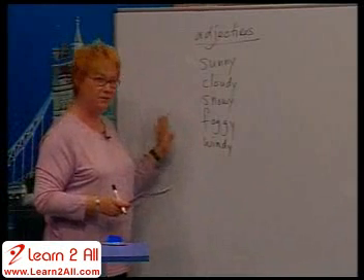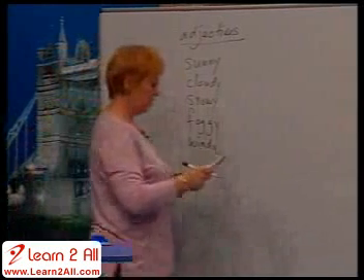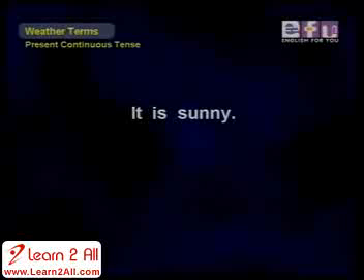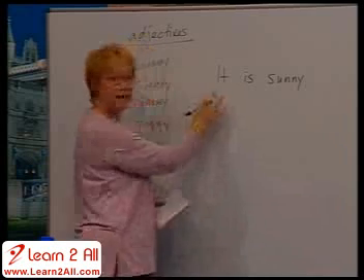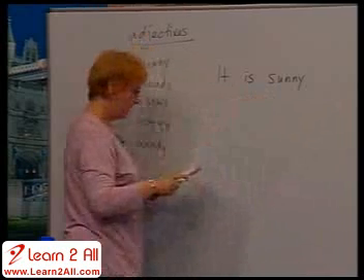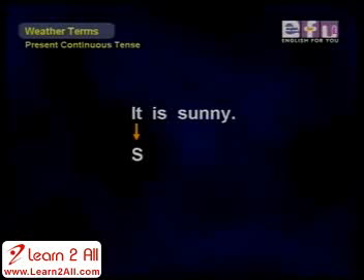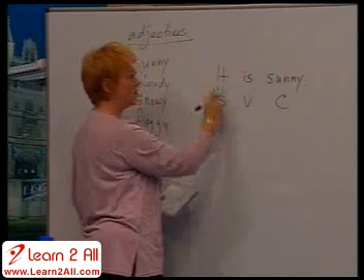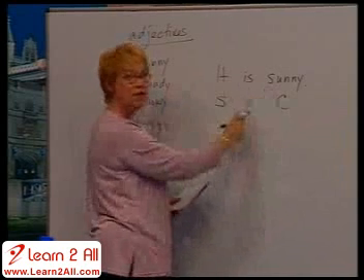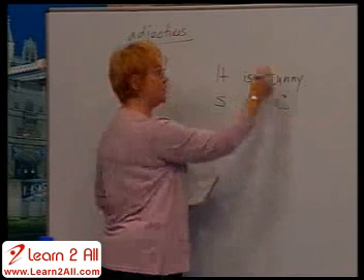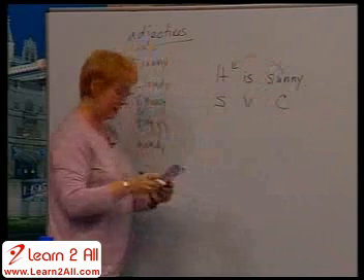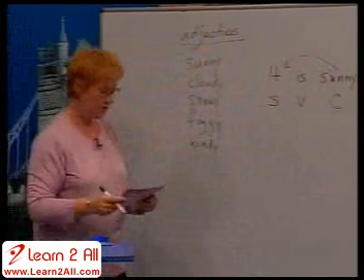Now, remember, for this kind of sentence, the structure is this. It is sunny. Now, we have the subject, it, the verb, is, and the complement, sunny. So, it is sunny, subject, verb, complement, because this gives information about it, the weather. All right?